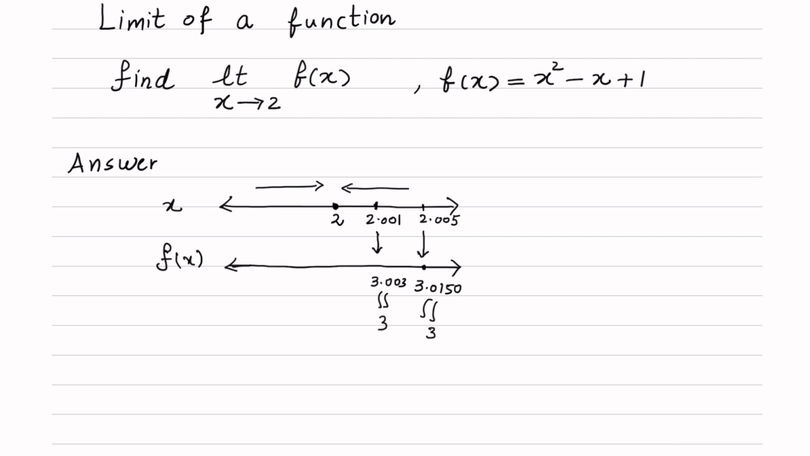See, 3.0150 and 3.003 are not the values of the function calculated exactly at x equals 2, but they are the values of the function at x's which are closer to 2 but on the right hand side of 2. Now let's see if we pick a value closer to 2 but on the left side of 2. But we have to stay very close to 2.